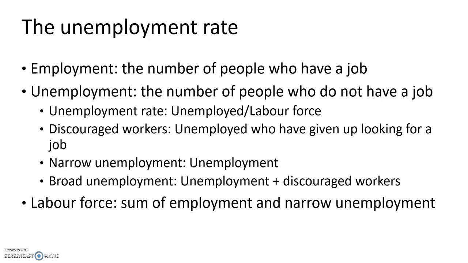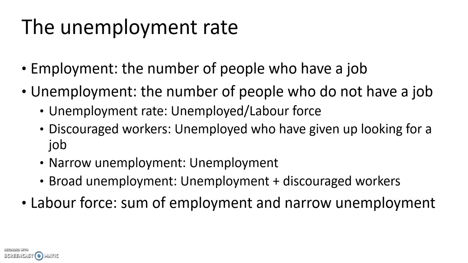So let's start with definitions. Employment is the number of people who have a job. Unemployment is the number of people who do not have a job. The unemployment rate is unemployed divided by the labor force. Discouraged workers are the unemployed who have given up looking for a job.